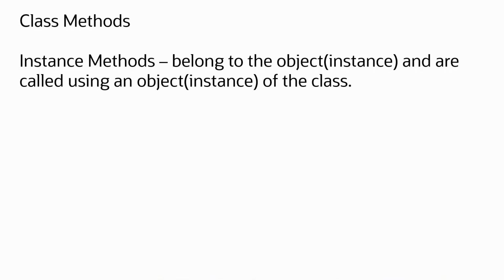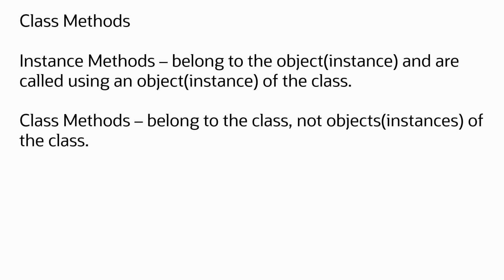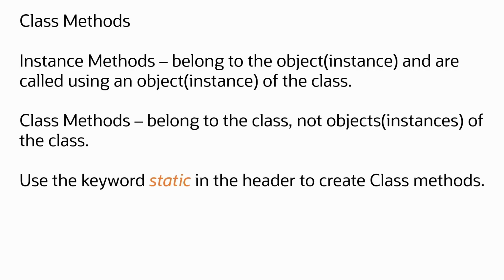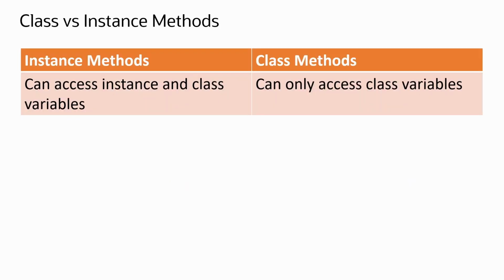Instance methods belong to the object or instance of the class and are called using an object or instance of the class. But class methods belong to the class, not the objects or instances of the class. Use the keyword static in the header to create the class methods.